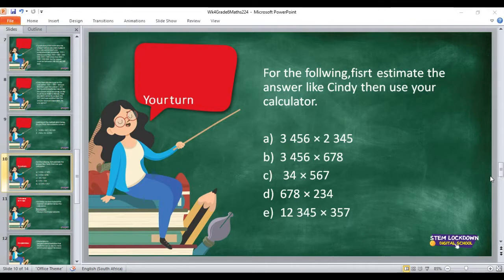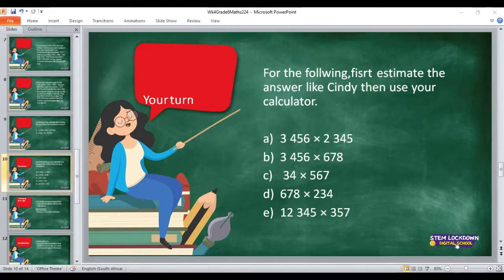All right, let me go straight to the answer. The correct answer is 2 million. It's 2,300,000, and okay, sorry about that. We have 3,456 multiplied by 678. Now the correct answer there is 2,343,168. That's the correct one for number B.